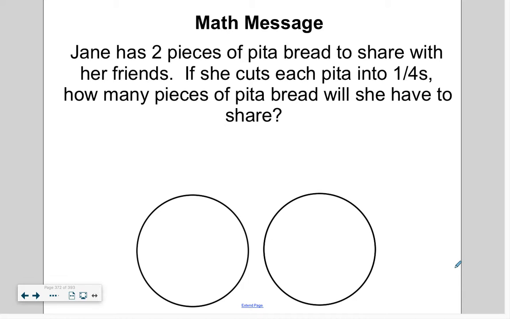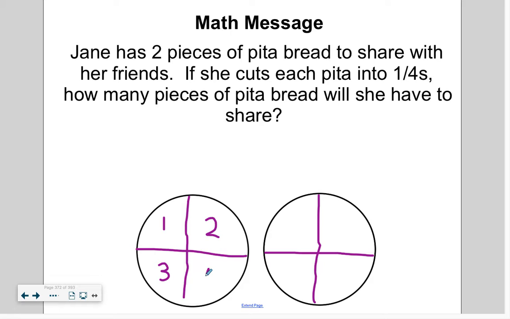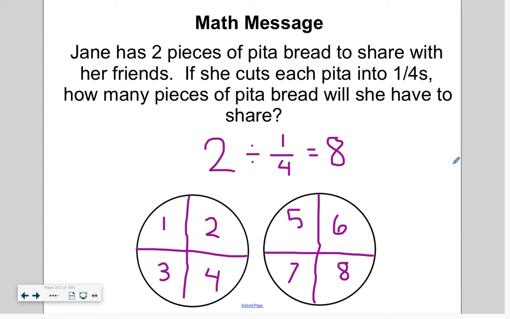So below are her 2 pieces of pita bread, and she wants to cut each into fourths. Again, I'm cutting them as best I can. There's 1, 2, 3, 4, 5, 6, 7, 8 total pieces. So if she had 2 pieces of pita bread that she wanted to divide evenly into fourths, she ended up with 8 pieces of pita bread to share with her friends.